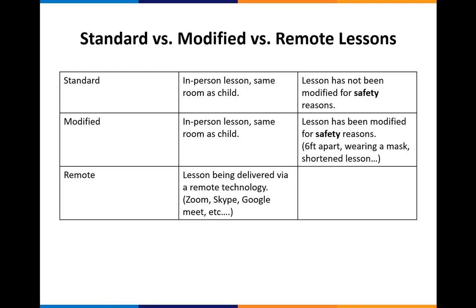Then we have some further clarification between a standard and modified lesson. A standard lesson is a lesson where the lesson itself has not been modified for safety reasons. And then a modified lesson is when a lesson has been modified for a safety reason. So if you're 6 feet apart, or if you're wearing a mask, or if you're doing some form of shortened lesson, essentially it's anything where a lesson has been modified for a safety reason.